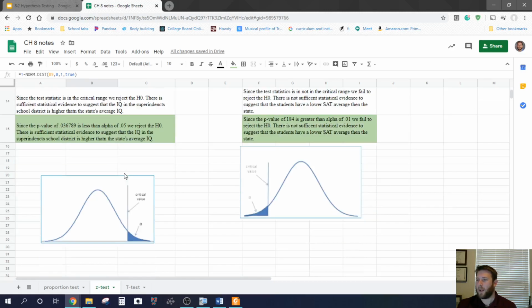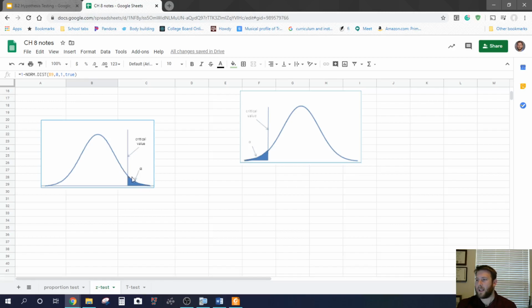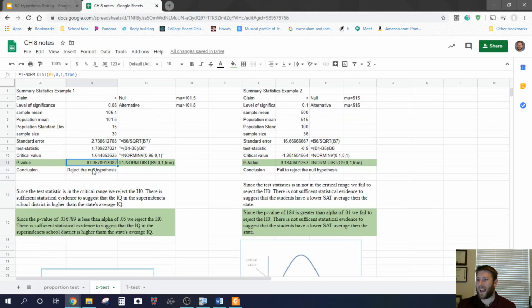Now p-value, to give you more of a visualization of what that is, is this area. Here's our critical value. It is the probability of getting our test statistic. I've been saying p-value, critical value. Sorry, it's the probability of getting our test statistic. So the formula for that, if you're using Google Sheets, is this value. It's right here. It's a statement.